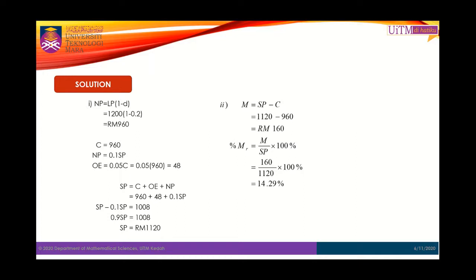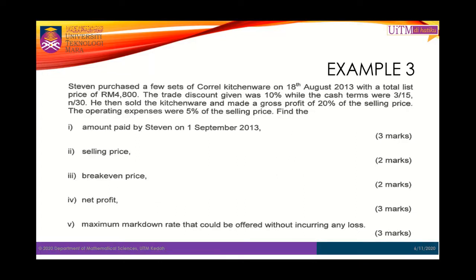Now let us move to the third example. In the third example, this is similar to the previous question, but a little bit trickier because it has more information, not just the trade discount, but also a combination with the cash discount.